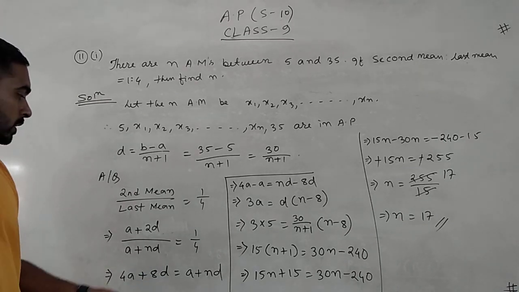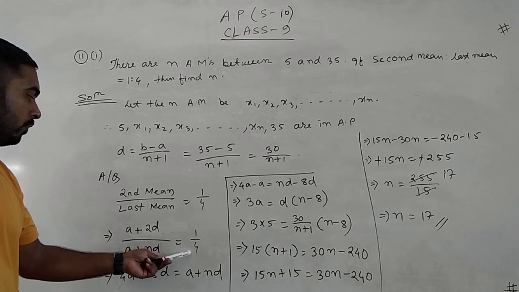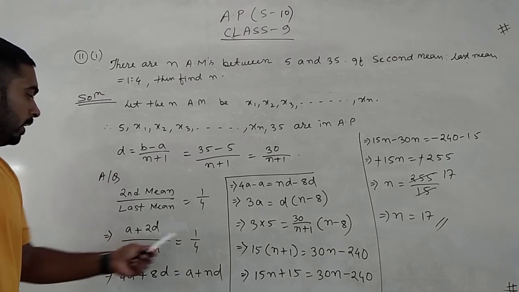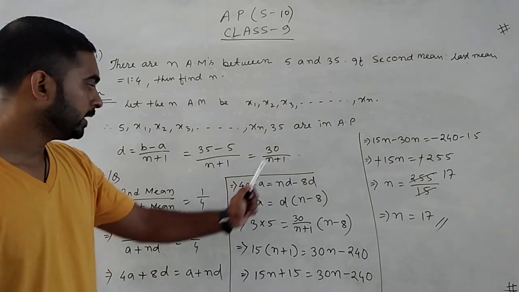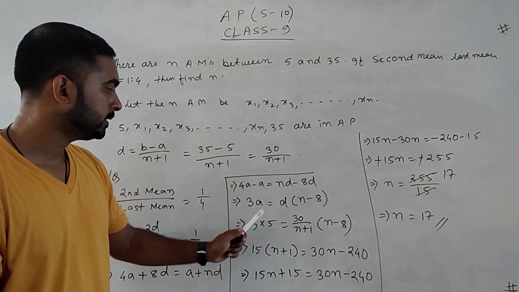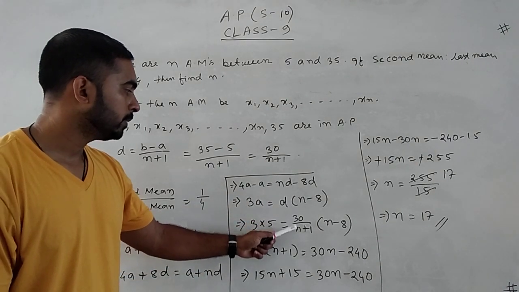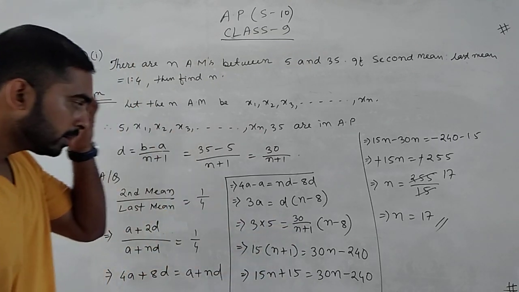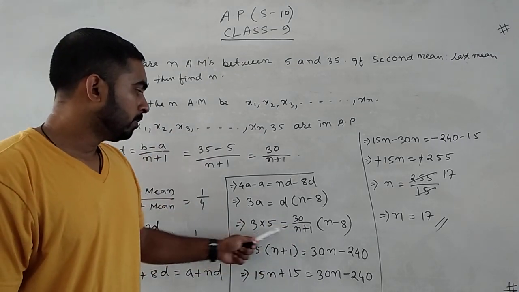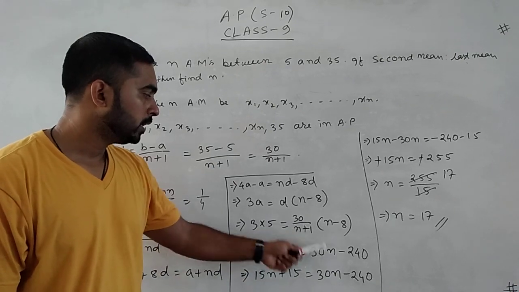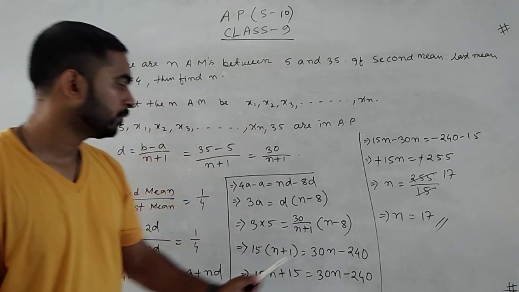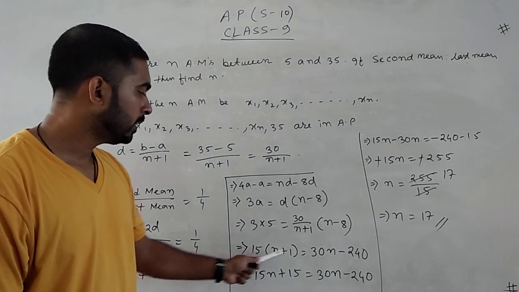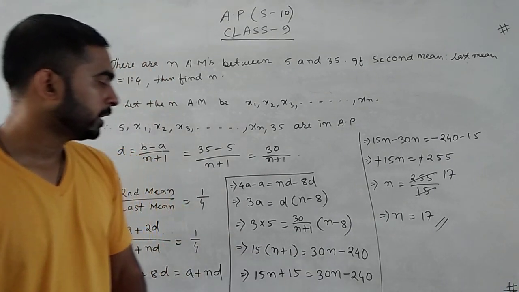Then I do the cross multiplication: 4 into a, 4a, 4 into 2d, 8d, equals a plus nd. So 4a minus a equals nd minus 8d. Thrice a equals d into (n minus 8). 3 into 5, 30 by n plus 1, times (n minus 8). 3 fives are 15 into (n plus 1) equals 30 into (n minus 8): 30n minus 240, so 15n plus 15 equals 30n minus 240.